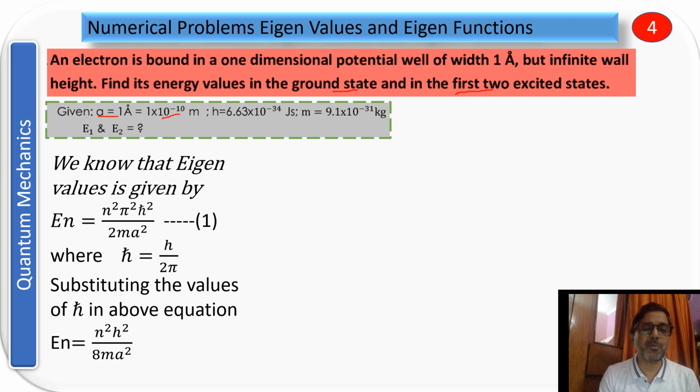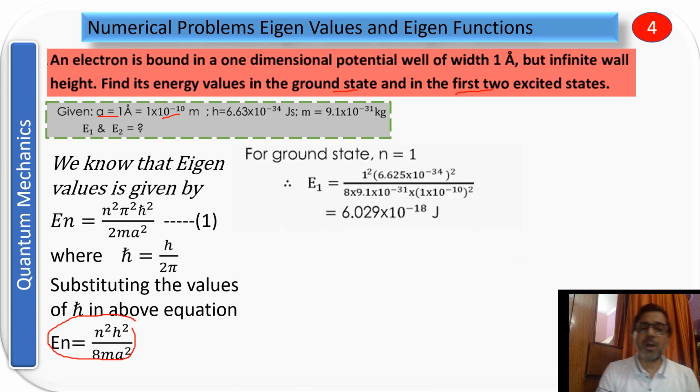So this is the formula that we have already obtained: En equal to n square h square upon 8 m a square. For the ground energy state, n is equal to 1, and the same formula I have applied, and you have got this much. So how much value are you getting? 6.029 into 10 to the minus 18 joules. This is the value of your E1.